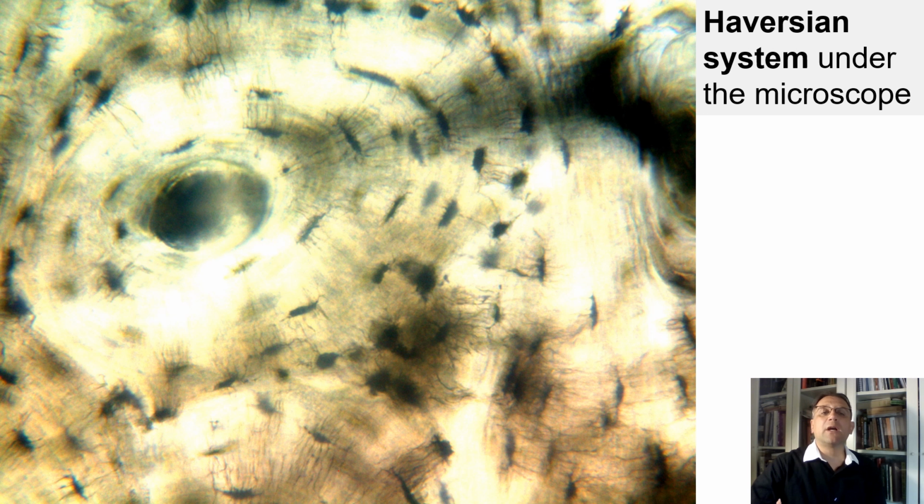Bone matrix is organized into numerous structural units called Haversian systems. A Haversian system is a structural and functional unit of a bone. Each circular and tube-like Haversian system is composed of multiple layers of calcified matrix arranged in layers resembling the rings of an onion. Each ring of the bone is called a concentric lamella.